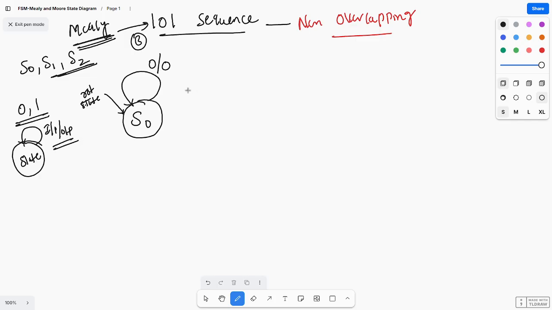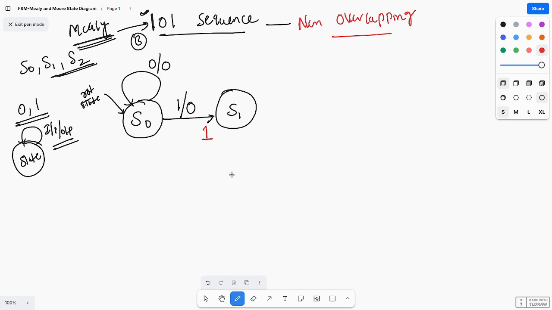So next I need to check for 1. If 1, the first bit of 101 is matched, so it will go to the next state, S1. The input is 1, I didn't get the full sequence, so the output is 0. So at S1, I got 1.